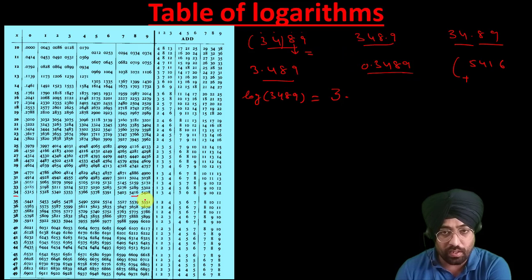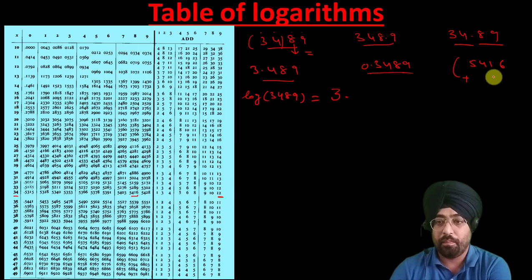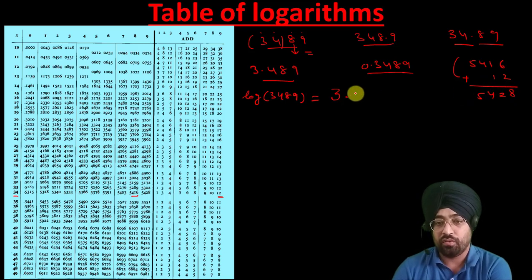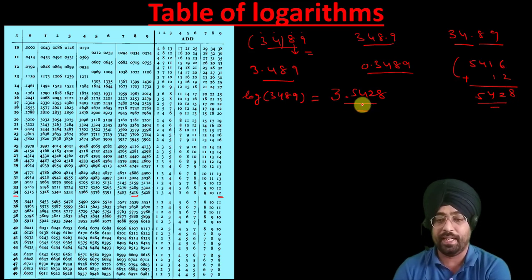5416 plus its value in which column? Ninth column. 34 in 8th, then we will reach up to the ninth column. So its value in the ninth column is 12, plus 12. So it becomes 5428. So 0.5428 is the mantissa, and that is the value of log 3489. It is 3.5428.